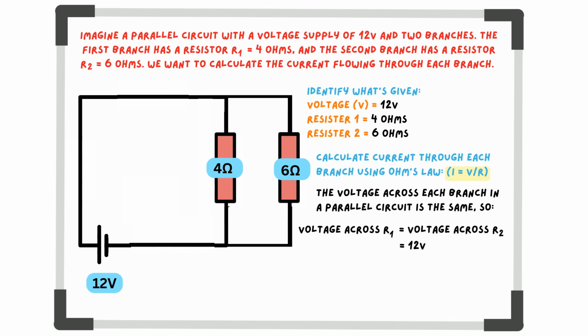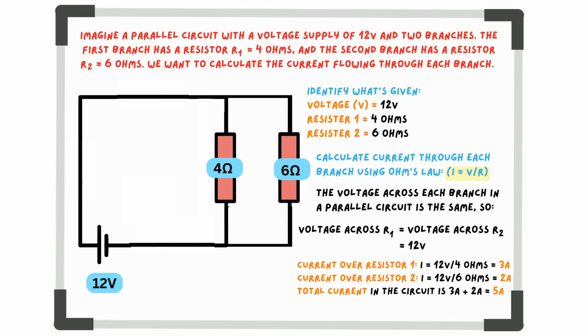We can now apply Ohm's law to each branch. For the first branch with R1, the current equals voltage over resistance, which is 12 volts over 4 ohms, giving us 3 amps. For the second branch with R2, the current equals voltage over resistance, which is 12 volts over 6 ohms. This is 2 amps. The current through the first branch is 3 amps, and the current through the second branch is 2 amps. This also tells us that total current in the circuit is 3 amps plus 2 amps, totaling 5 amps.